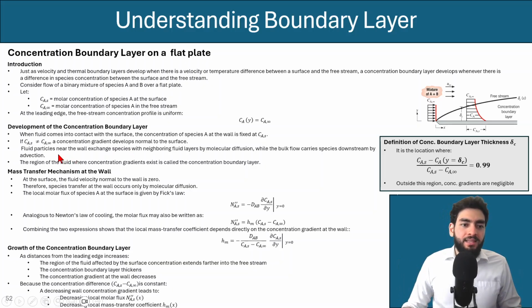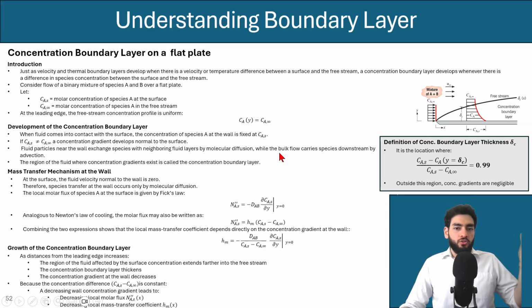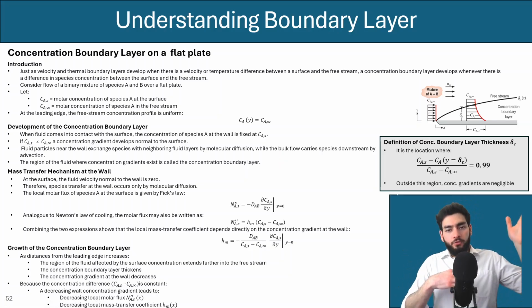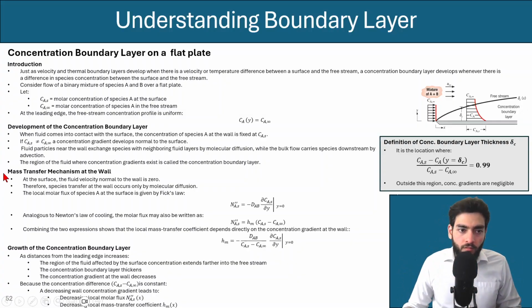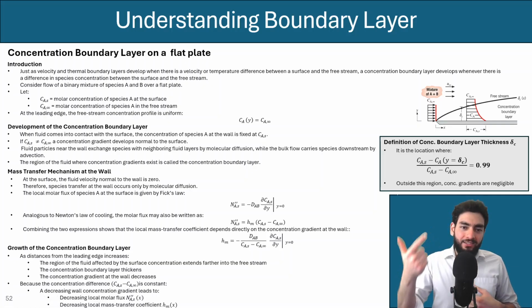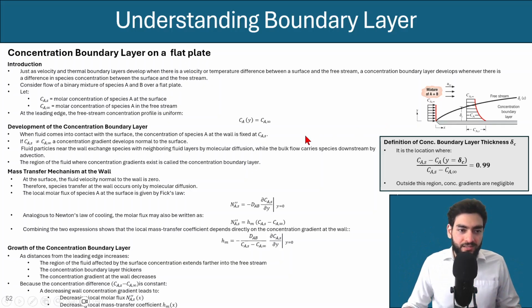So what happens is that fluid particles near the wall exchange species with neighboring fluid layers by molecular diffusion, and simultaneously the bulk flow carries species downstream by advection. The region of the fluid where the concentration gradient exists is called the concentration boundary layer. This is exactly the same thing as the velocity and thermal boundary layers that we've discussed.